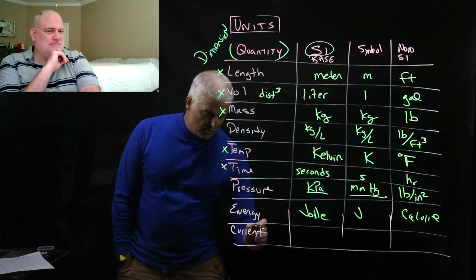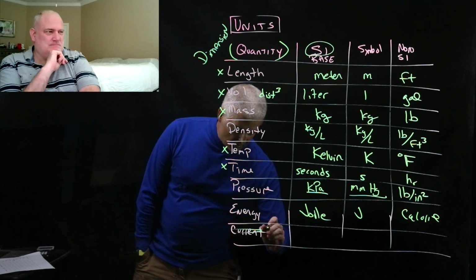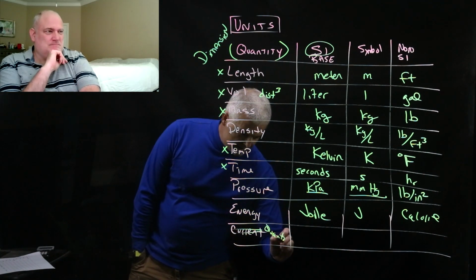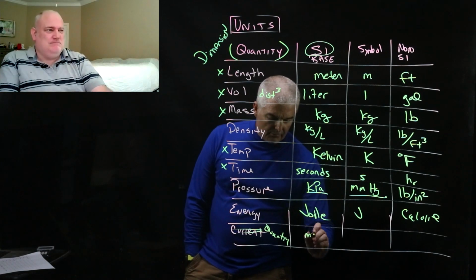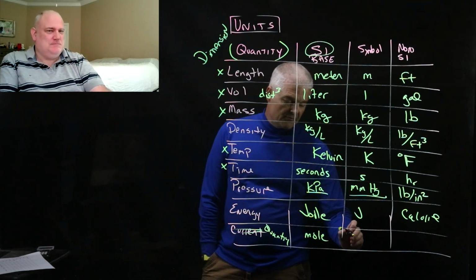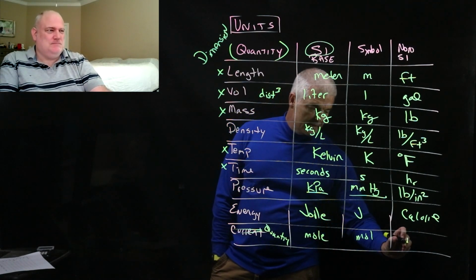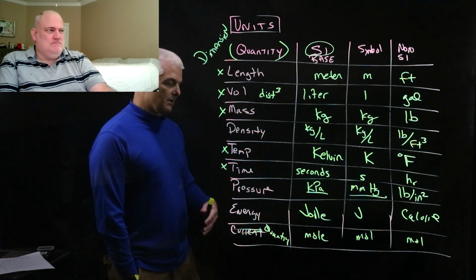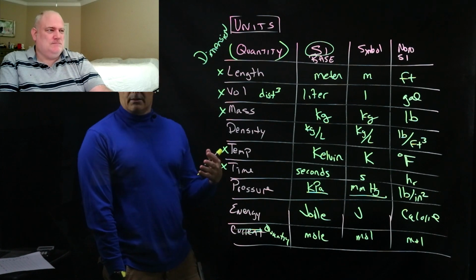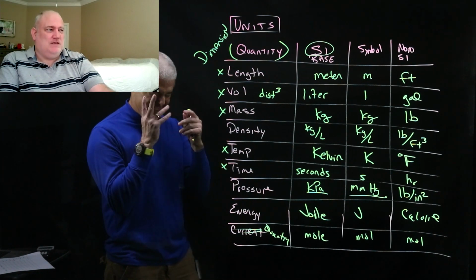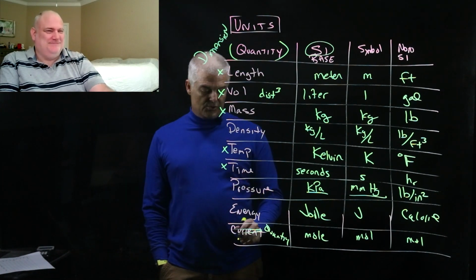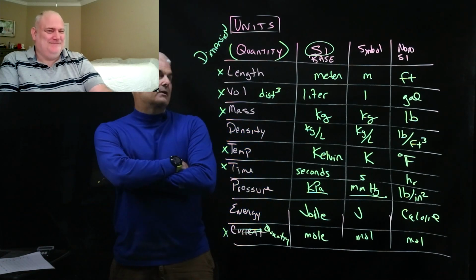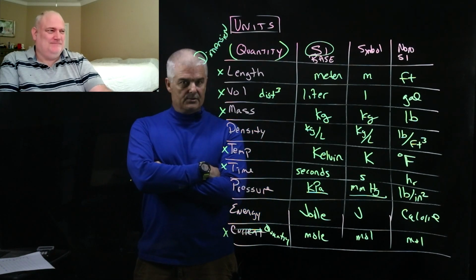And then, actually, let's not do current, but let's just talk about one more that's called quantity. And the unit on this is called a mole. And the symbol for a mole is mol, and there is no non-SI thing. And this is going to be very important in our class as we move forward. You're going to learn all about moles, because moles are awesome. And it's a base unit that measures something very important, particularly in the world of chemistry.